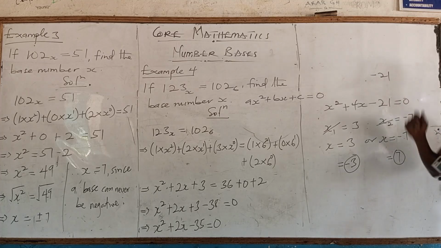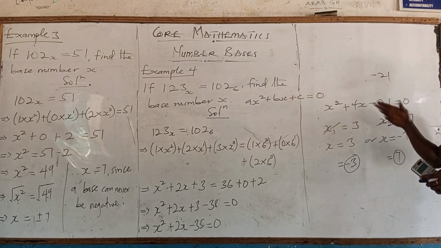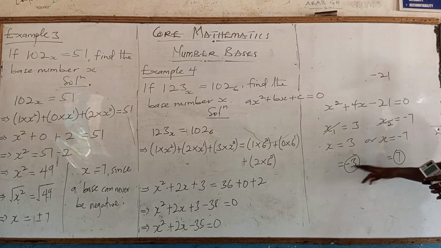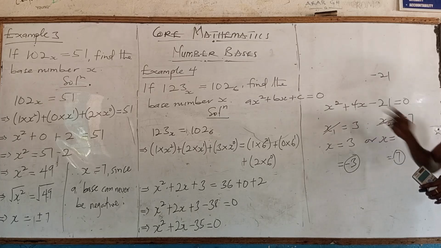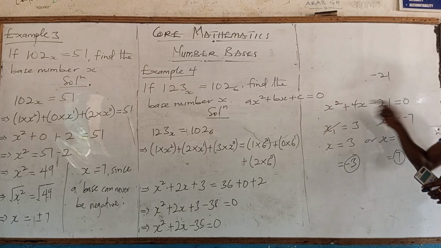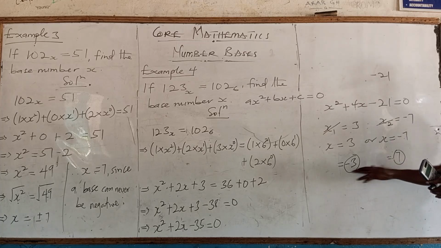We are looking for the two numbers which, when we multiply, give -21, but when we add, give +4. So -3 times 7 is -21, and this plus this will get us what? The coefficient of the x, that is +4. You see, we've gotten the numbers.